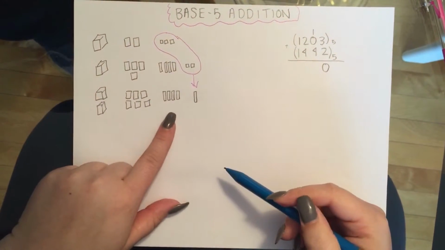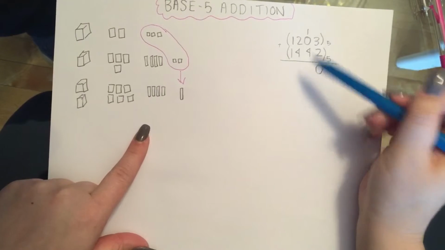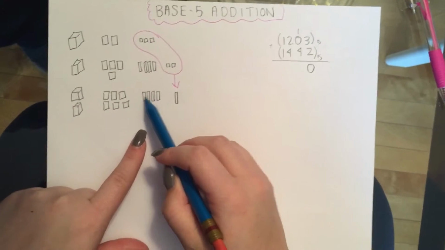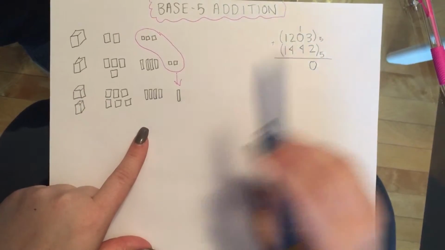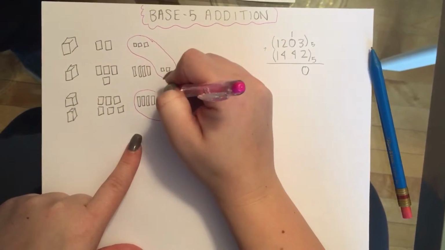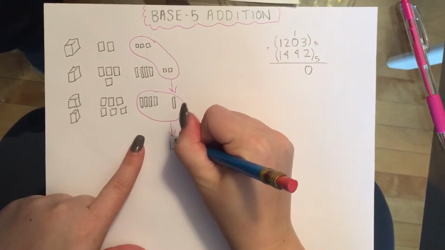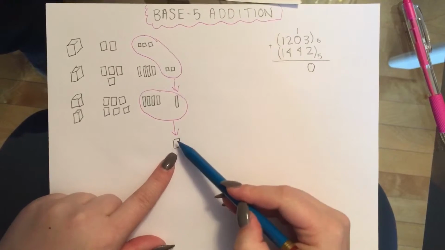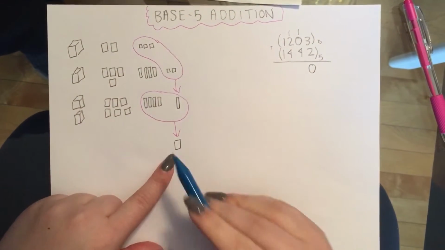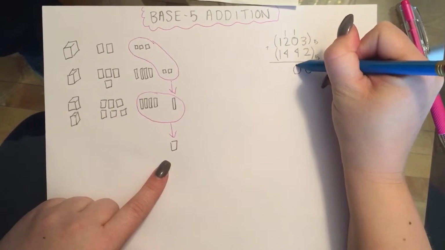Okay, so for the next step, we're going to look at here, and we see that we have in the algorithm 4 plus 1 is 5. So we can also look to our visualization and see that 4 plus 1 is 5. So we're going to want to regroup these 5 blocks and make a 25 block. So now we can see that we have a 25 block, so we've regrouped once, and we have 0 remaining 5 blocks, so we're going to want to put a 0 here.